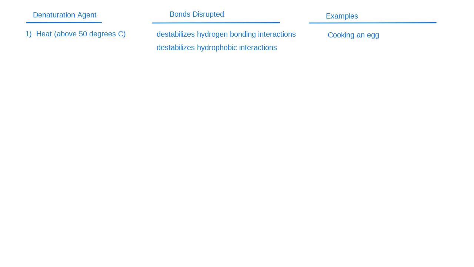Okay, so what's another one? Does anybody know another denaturation agent? What's another thing that can cause your proteins to denature, other than heat? Shaking. Okay, that's true. Agitation. Violently shaking or disrupting it like that.